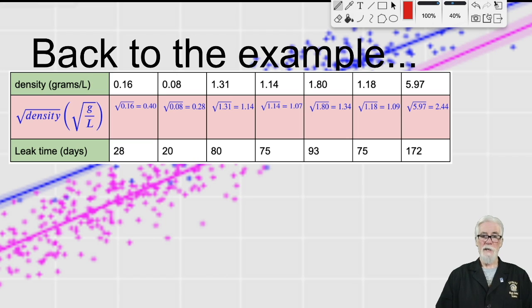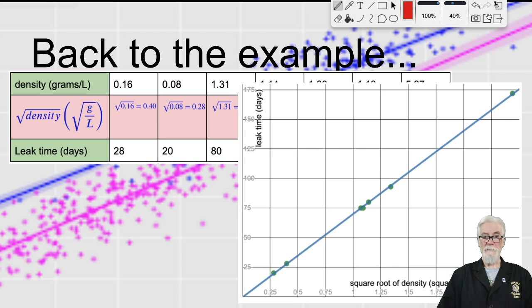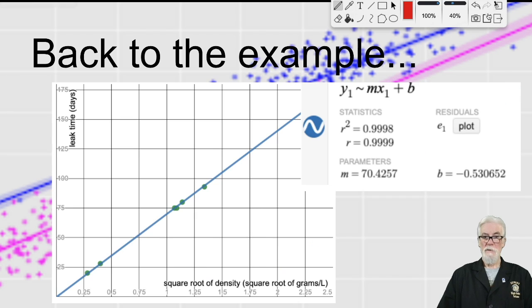Let's go back to our example and see if it actually works for our data, because it did look like that shape. So in the pink row here, I've taken the square roots of all the densities. The unit ends up being square root grams over liters, which is a little bit funky, but that's what it is. Let's take a plot, and sure enough, it gives us a straight line.